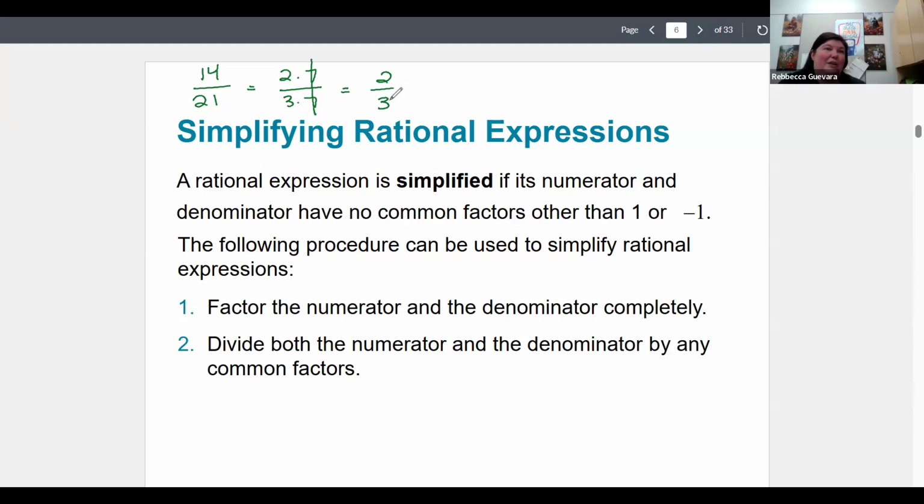We're going to do a similar thing here. Instead of factoring a number, we factor the numerator and denominator of our polynomial completely, and then divide the numerator and the denominator by any common factors. Like we did here, that common factor of 7 could disappear. Here we're going to see a binomial disappear.